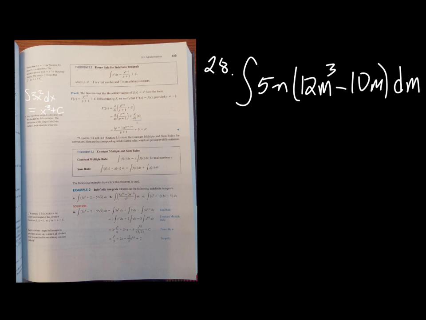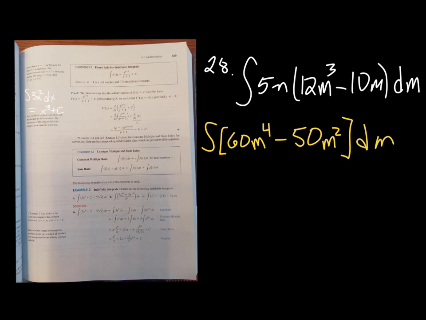Okay, so know your limitations, right? We cannot do this as is because we have multiplication. All we know right now is the sum rule. So then that means we have to distribute. So then we're saying that it would be 60m to the 4th minus 50m squared dm. And so now we're working on the product rule.